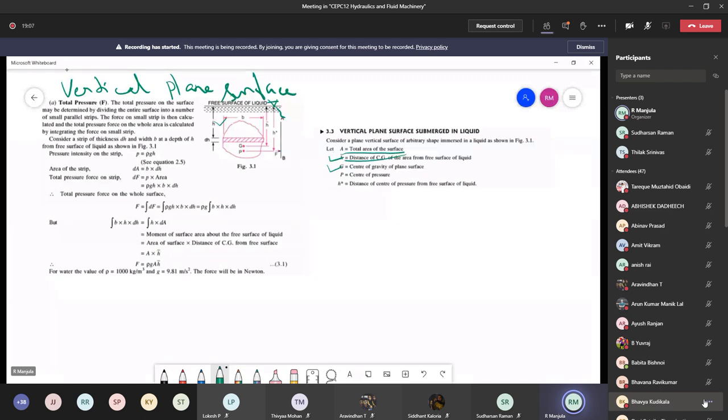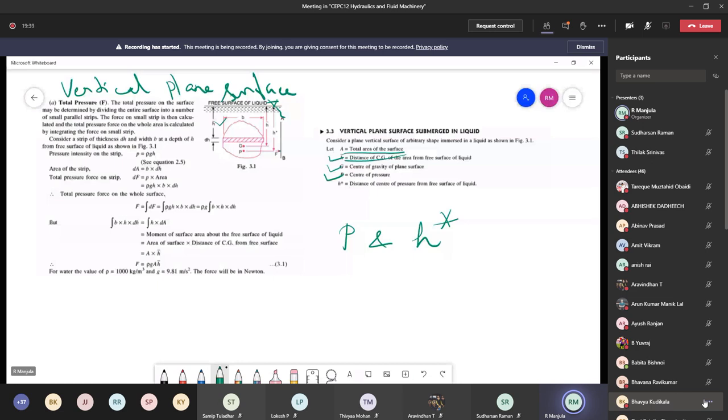And let us consider that P is the center of pressure which acts on this surface, and h star is the distance of the center of pressure from the free surface of the liquid. So we are going to estimate P as well as h star. P is the total pressure and h star is the distance of the center of pressure from the free surface.